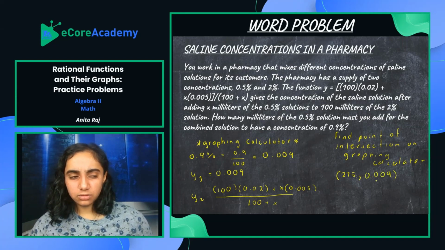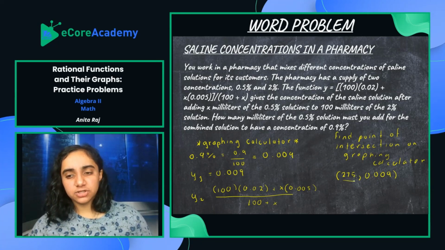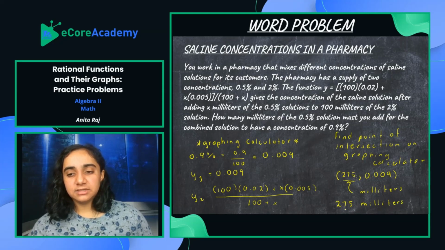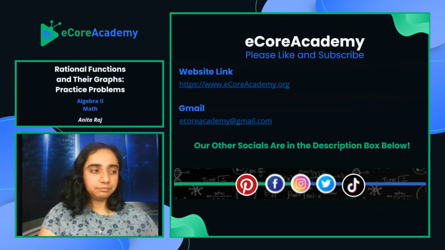It's going to be a point. And this 275 is actually your answer. It's the amount of milliliters you're going to need of the 0.5% solution. So 275 milliliters is going to be your final answer to this question. Pretty simple. It's not too much, just using a graphing calculator.